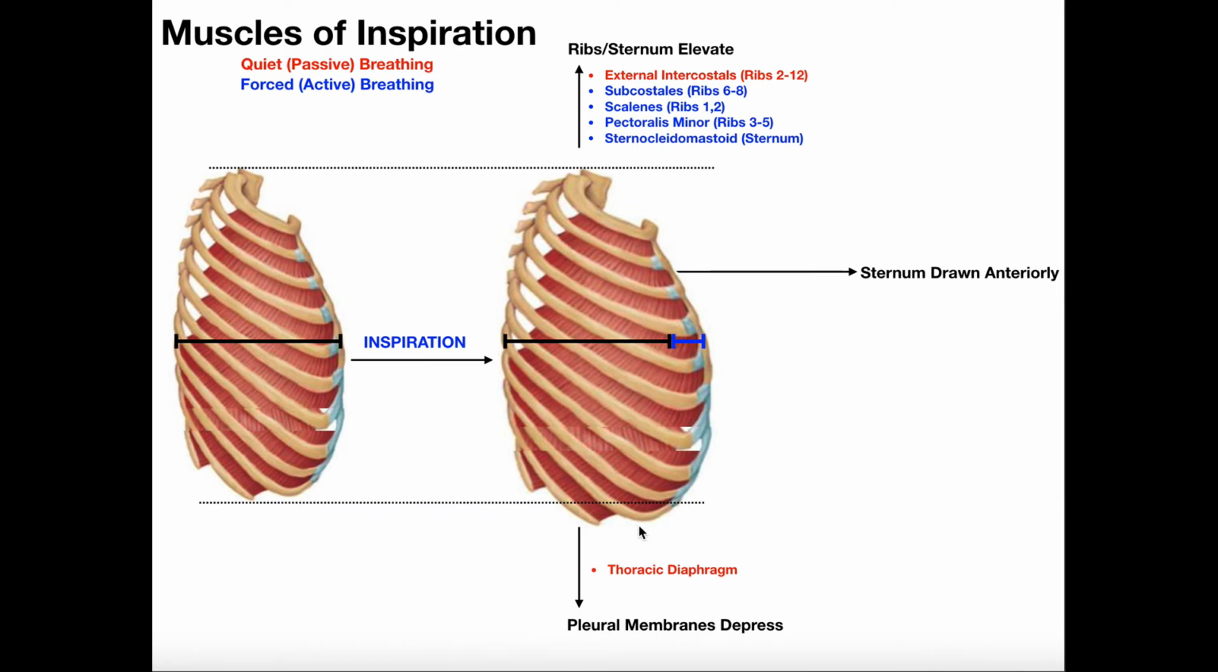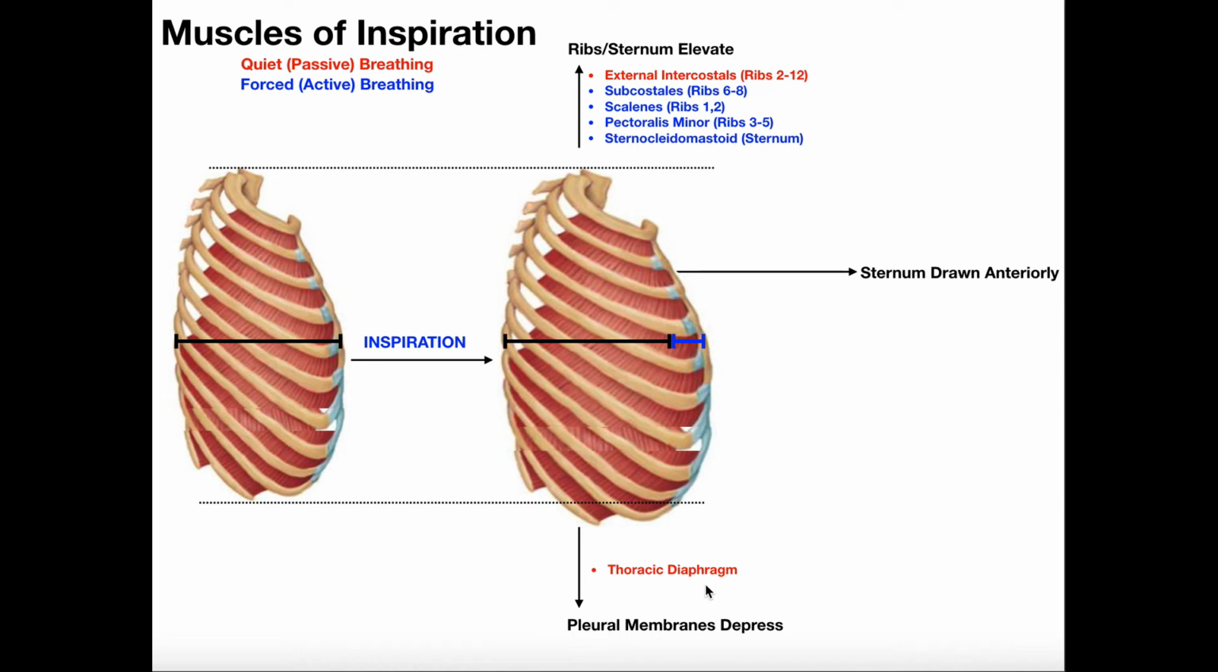So not only can the thoracic diaphragm pull the pleural membranes downward to increase the volume of the lungs inferiorly, but by pulling the ribs upward, the external intercostals actually allow the lungs to expand a little bit upwards. Now, even though during quiet breathing we have both of these muscles at play, the thoracic diaphragm is by far the most important one of these.